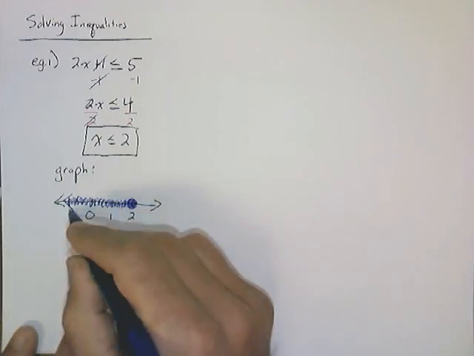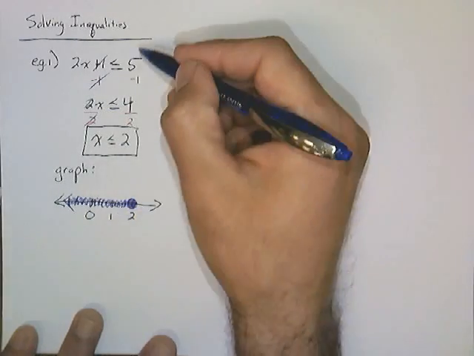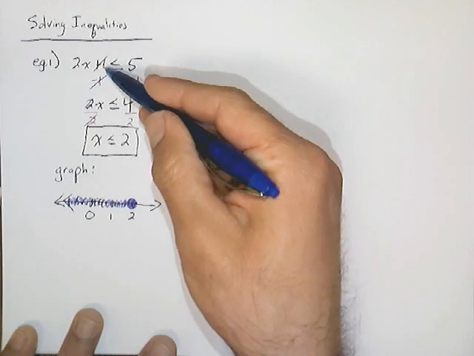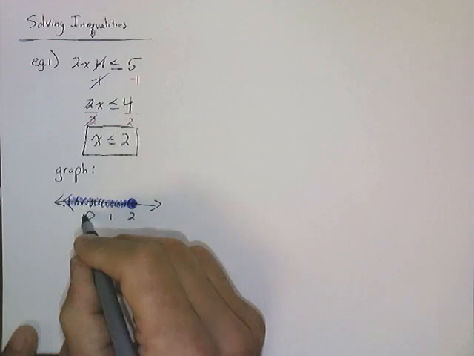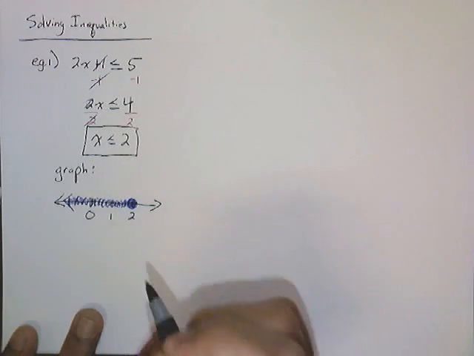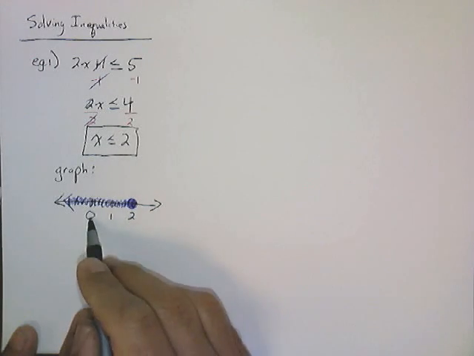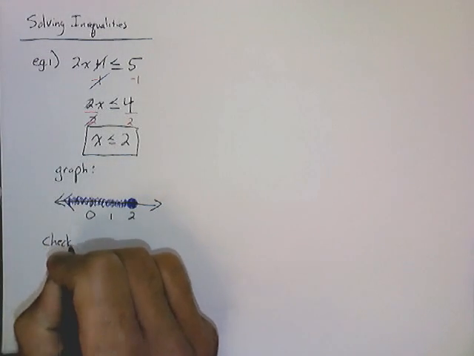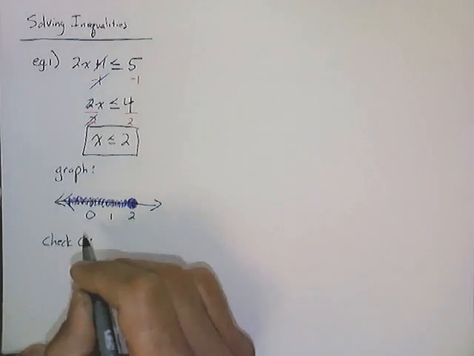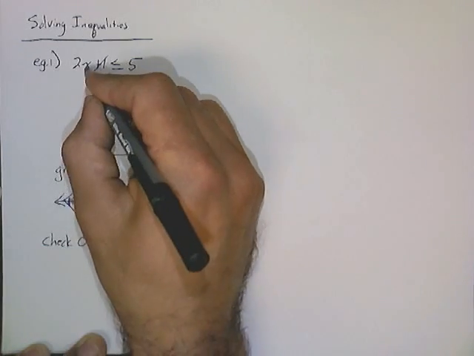So these are all the points that are solutions to our original inequality. But we might want to check to make sure we did this right, just in case. All we do is pick a point over here to the left of 2. 0 is always an easy point to use. So we'll check to see if 0 actually works. We plug 0 back into the original inequality.